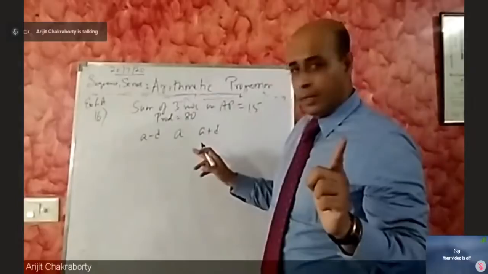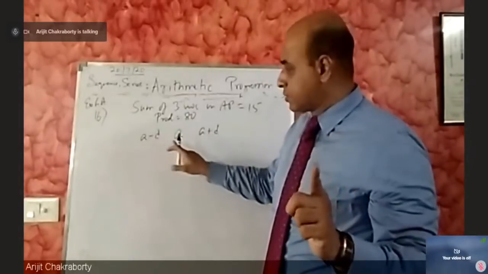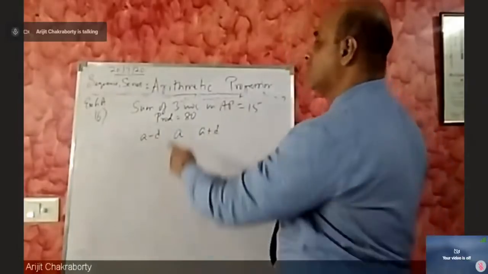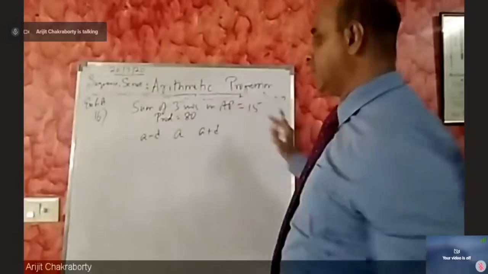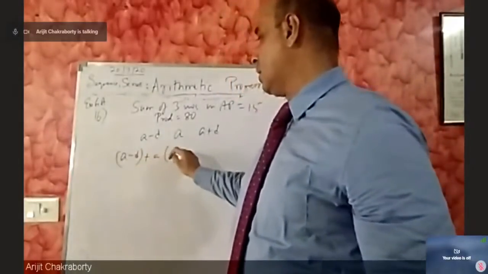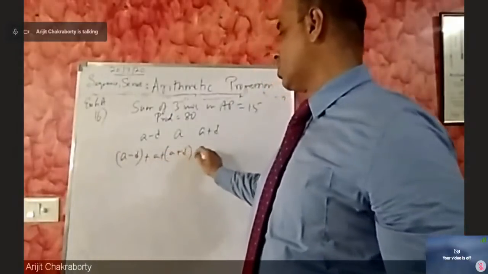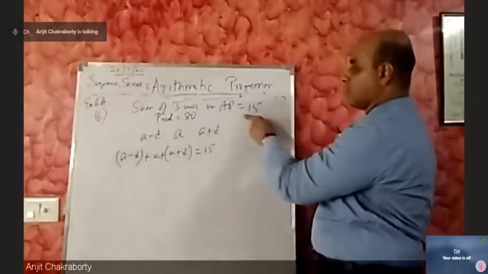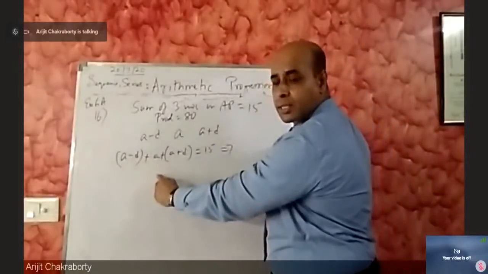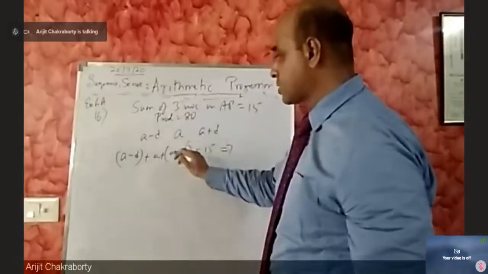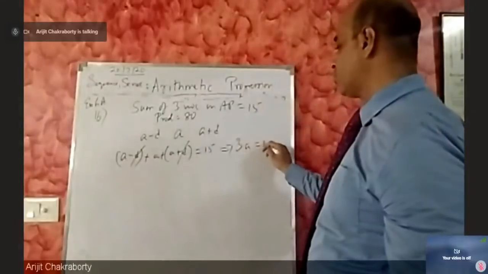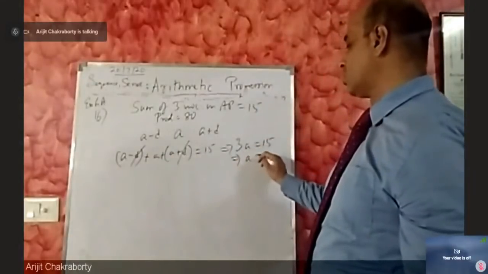Okay? This plus D gives you A. This plus D gives you A plus D. Now, the sum of the three numbers is 15. So, A minus D plus A plus A plus D equal to 15. This is given in the problem. Plus D minus D cancels out. You have 3A equal to 15, which means A equal to 5.